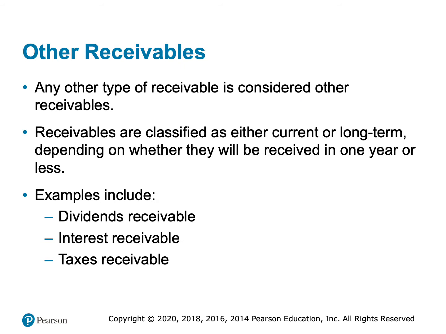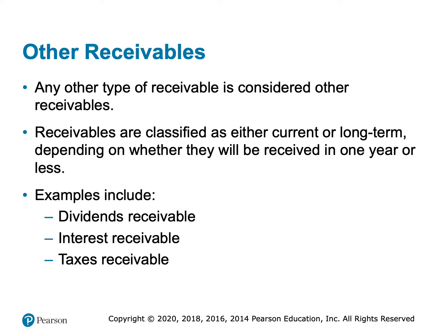Other types of receivables that we may have: dividends receivable. We'll talk about this a little bit more in chapter 13, but if we own stock in another company and that company has declared dividends, then we have a right to receive those dividends in the future, and so we'll have a receivable.